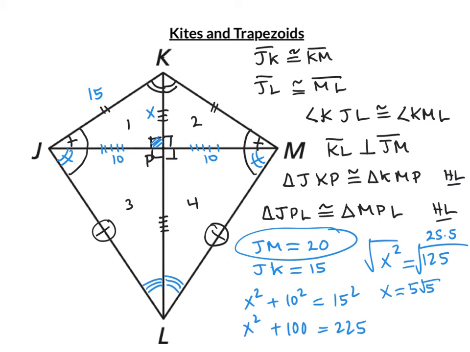I believe the question in the homework asked for it to the nearest tenth, so I don't think it'll take a root. But 5 root 5 to the nearest tenth is 11.2. So x is approximately 11.2.